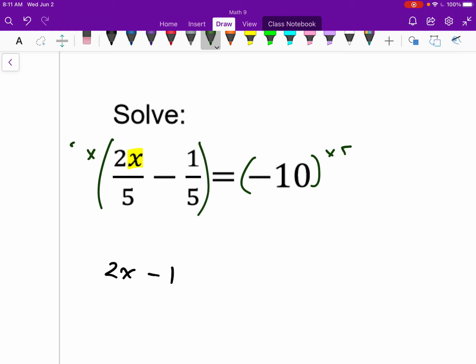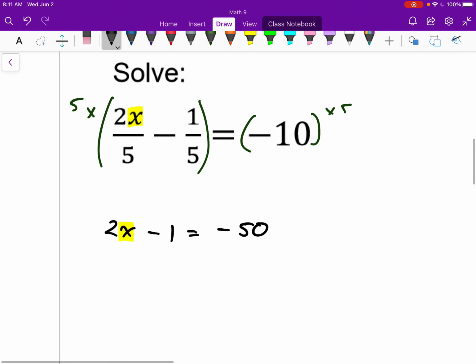If you multiply both sides by the lowest common denominator, you will immediately have no fractions. If you look on the left-hand side, all I've left is 2x minus 1. But I have to make sure I also remember to multiply the right-hand side by 5. That's it. Negative 10 times 5 is negative 50. All right, and now I have an equivalent equation that I think is much more pleasant.